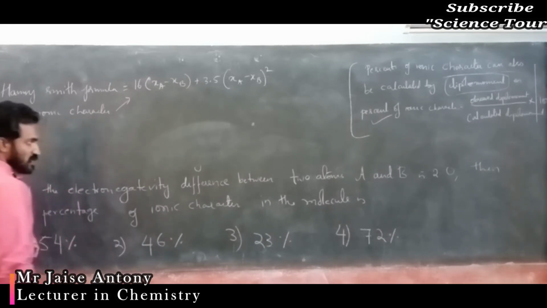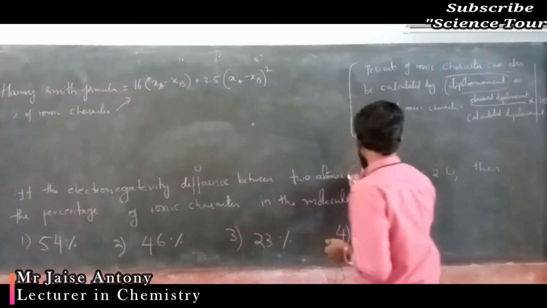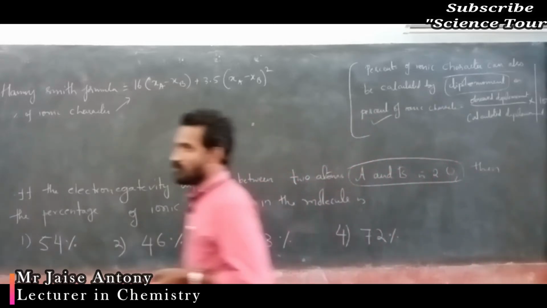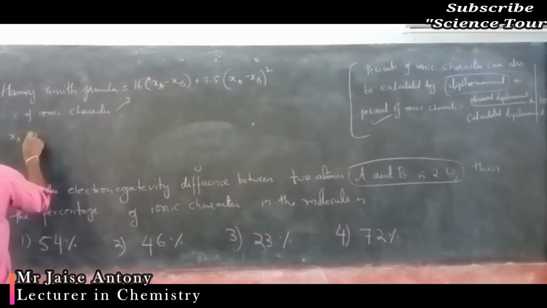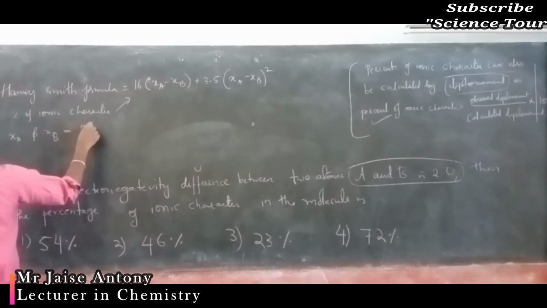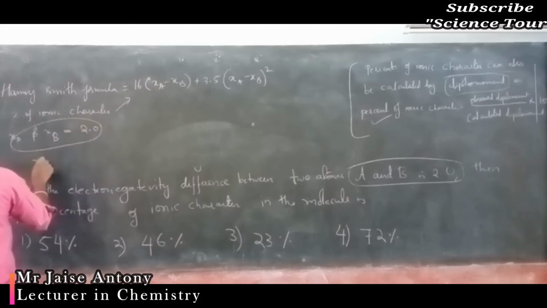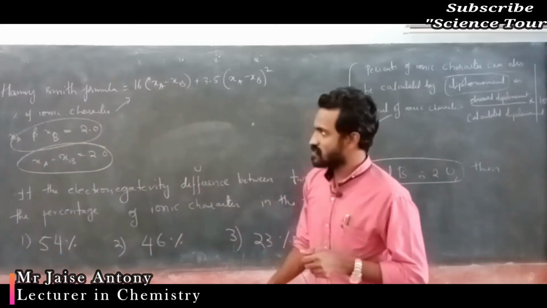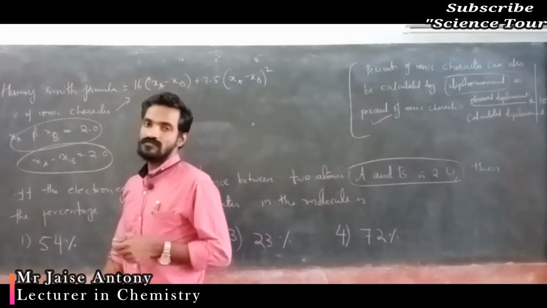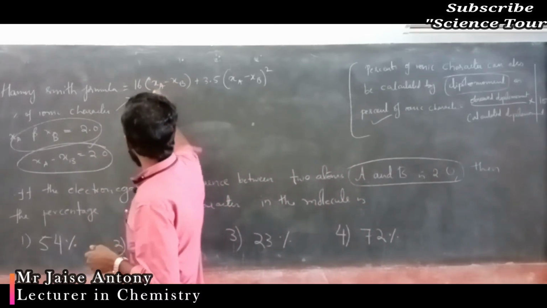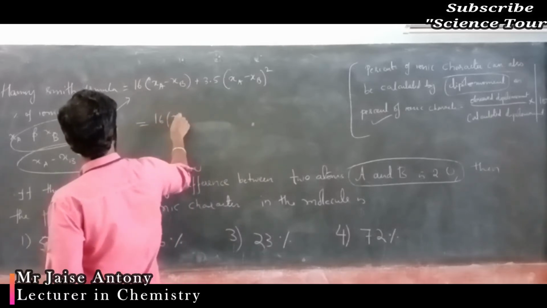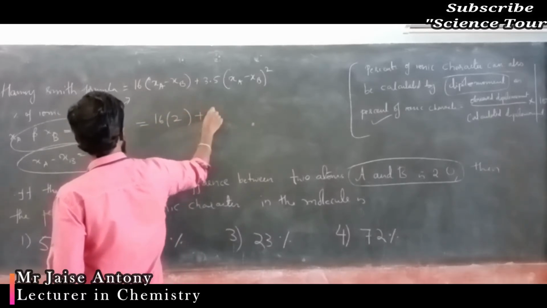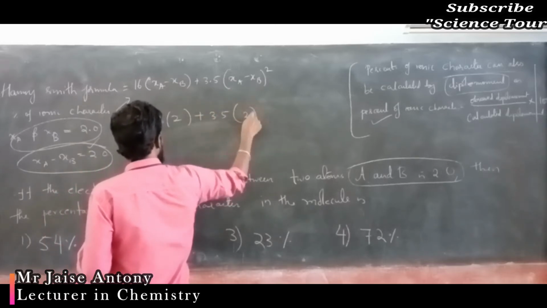Now the electronegativity difference between two atoms A and B is given, my dear students. It is 2.0. That means XA is one atom and XB is another atom, and between these two atoms the electronegativity difference is given as 2.0. That means XA minus XB is 2.0. So you directly substitute: 16 into 2.0, which is 2 only, plus 3.5, here 2 square.